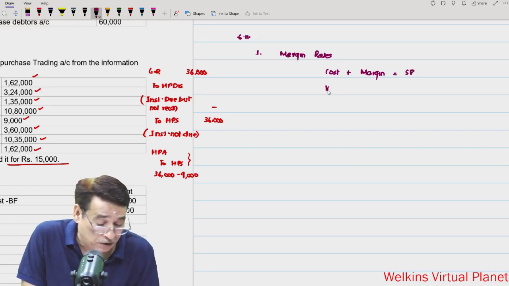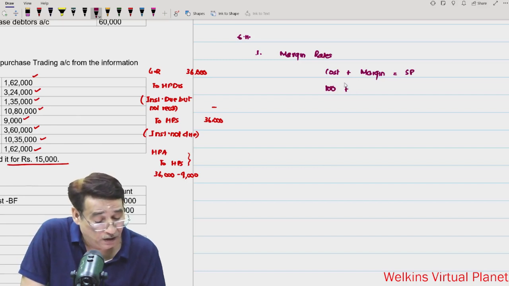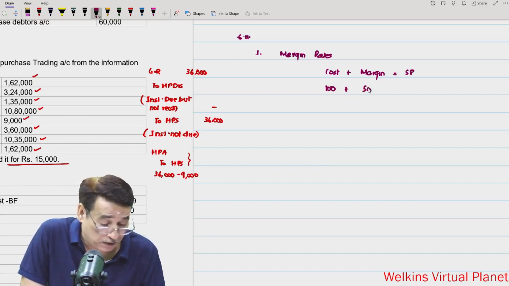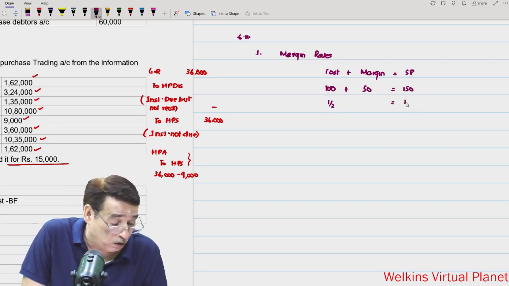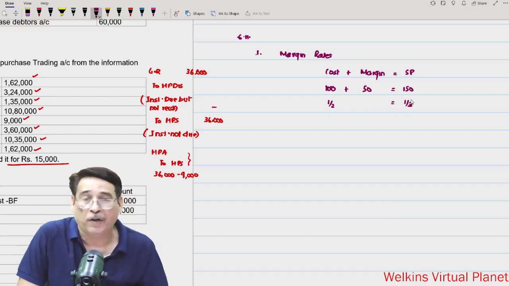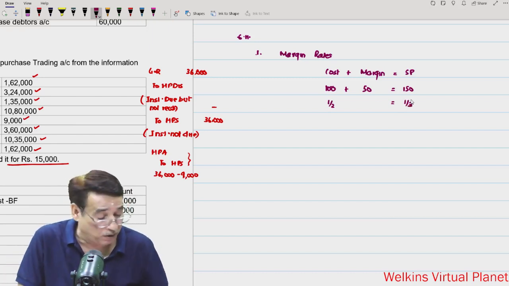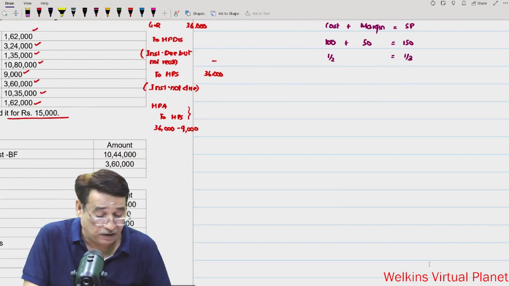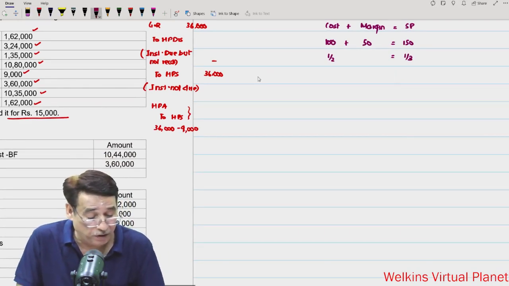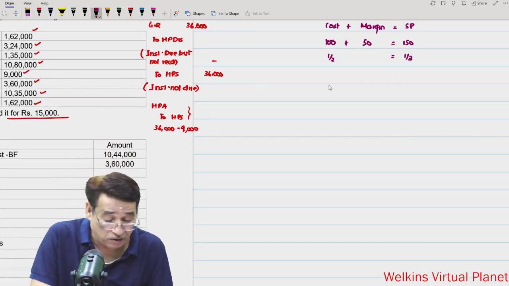Rate of margin is based on cost, so you will have to consider the cost as the base. Margin is 50, selling price is 150. So your rate on cost is 1 by 2, 50 by 100. And on selling price, it is equal to 1 by 3. Is it clear to you or not? Yes, sir.